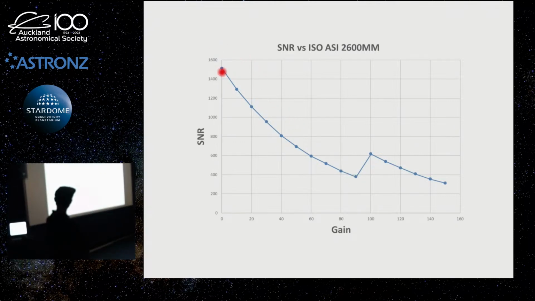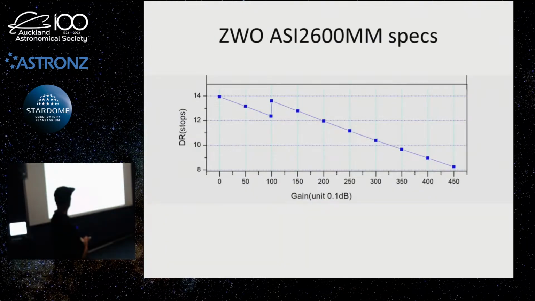You've got maximum signal to noise ratio here. It drops, then you drop out the capacitor, so you reduce the noise, so your signal to noise ratio goes up, but it goes nowhere near what you had at gain 0. It's strange that I can't really fully explain it.